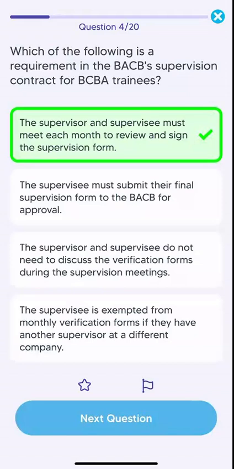Which of the following is a BCBA supervision contract requirement for the trainees? I have a question also. In BCBA, you can read the files of clients after 7 years. What about in QBA?